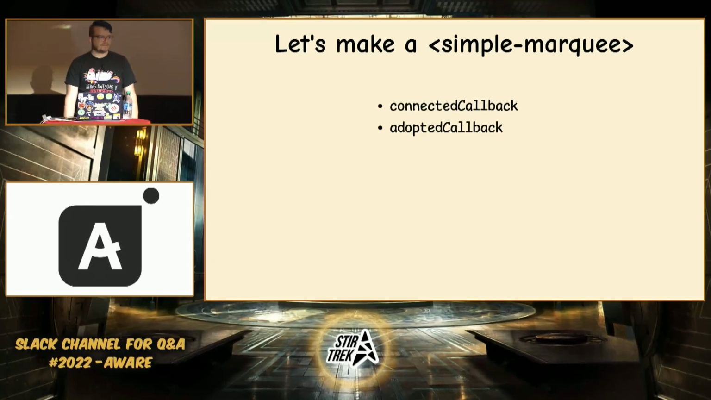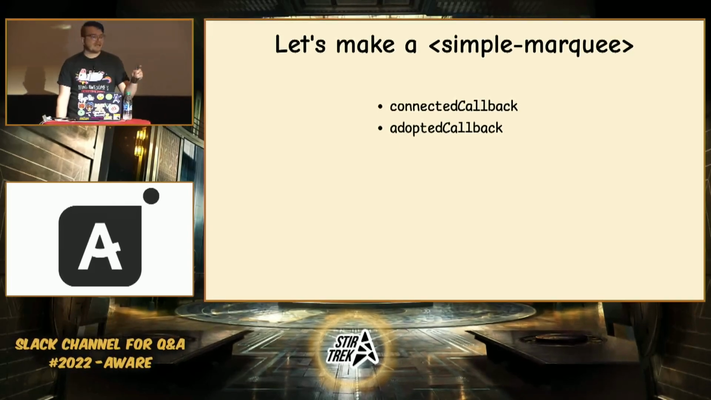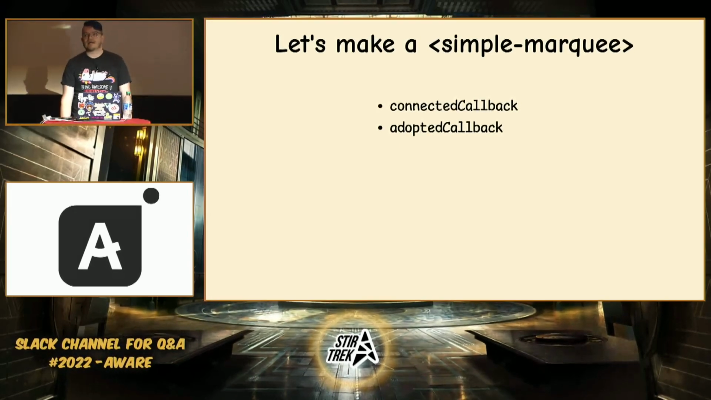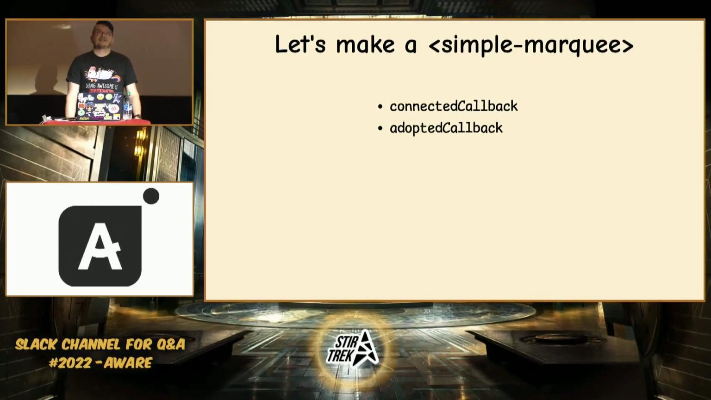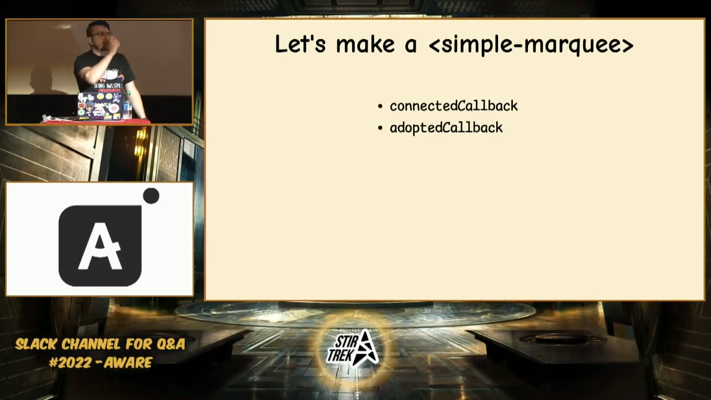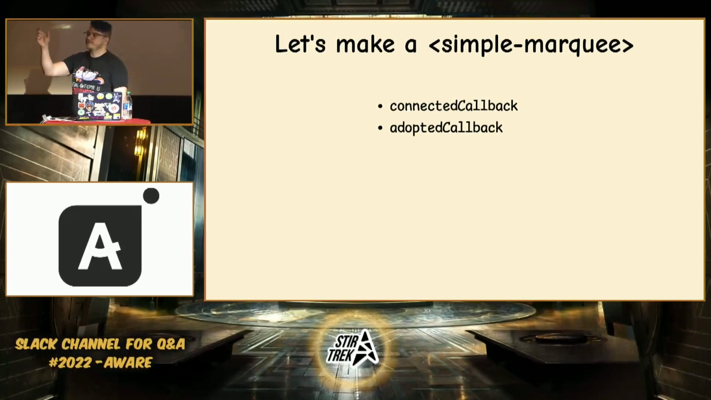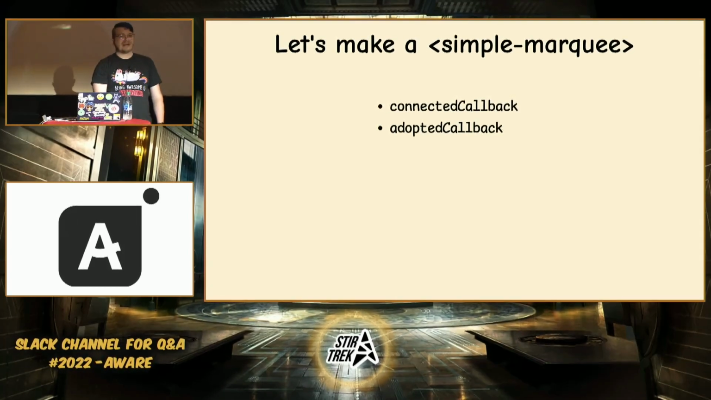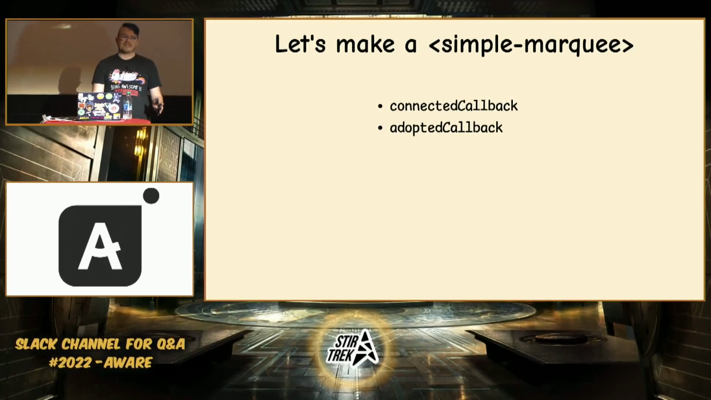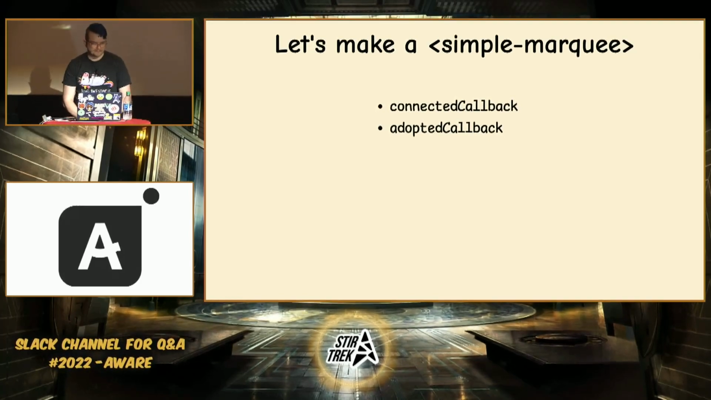The other one is adopted callback. You will never use this. Whatever you make connected callback do, make adopted callback do, but you will never need this. The reason is that this gets called when you move a custom element from one document to another document, which means that you are passing an element from one frame into an iframe. It's so rare that you're ever going to need this.